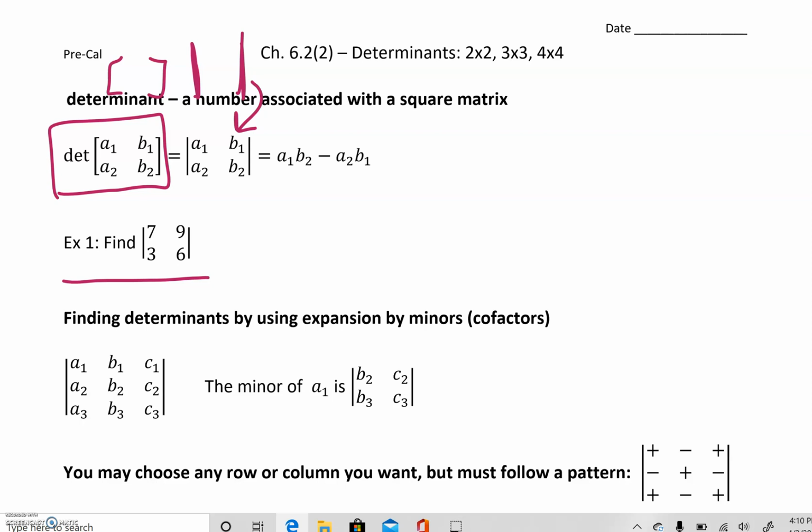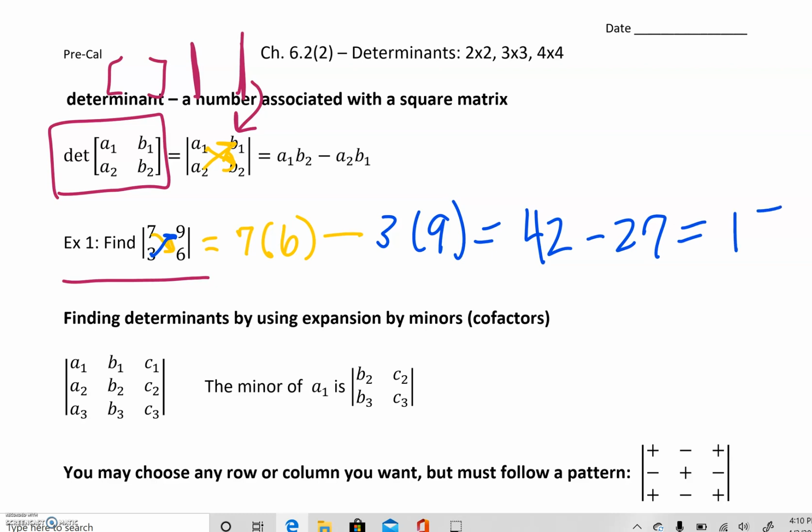And the way to do that is you take this A term, A1, multiply it by B2, get an answer, and subtract off A2 multiplied by B1. So in this example, we would do 7 times 6, and I want to see this written out, 7 times 6, and I would subtract off then 3 times 9. So that'd be 42 minus 27, which is 15. So the determinant is equal to 15.